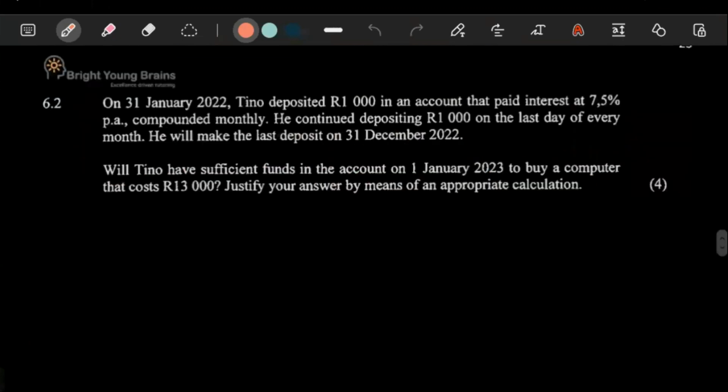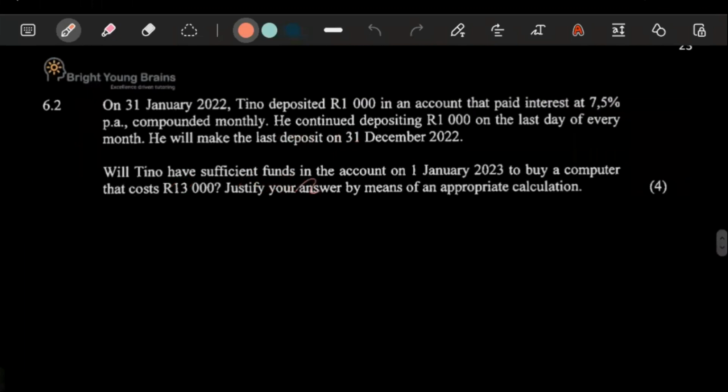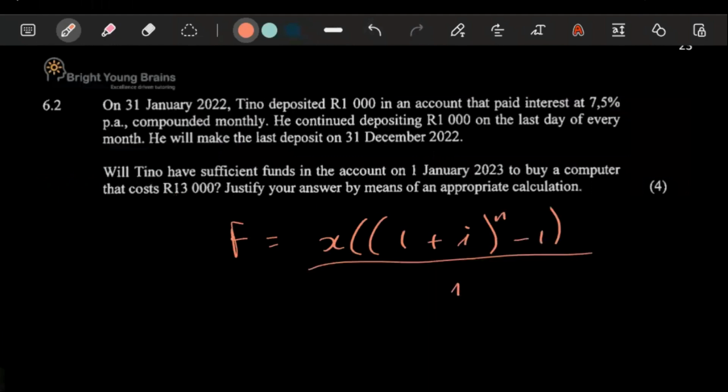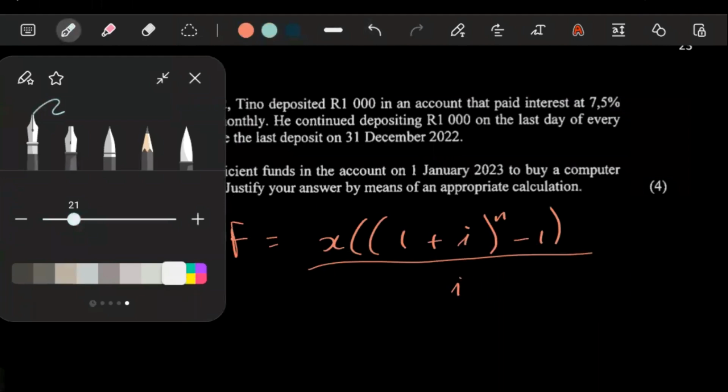That's 12 months. Will Tino have sufficient funds in the account on 1 January 2023 to buy a computer that costs 13,000? Justify your answer with appropriate calculations. This is quite straightforward, nothing crazy. So it looks like they're going to give you marks for choosing the correct formula. So it's going to be the F formula. The reason why we're using the F formula is because this is a compound interest question where there are monthly installments being made.